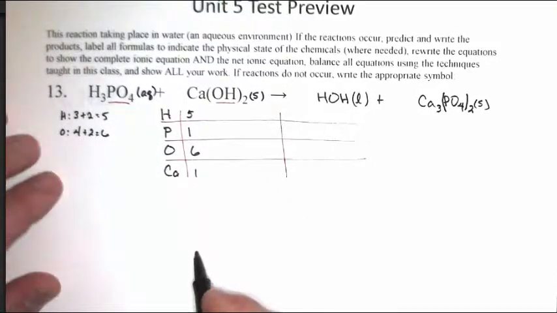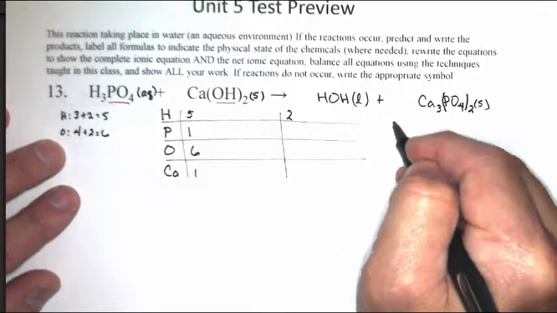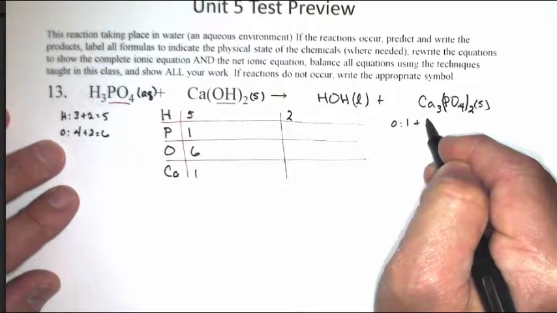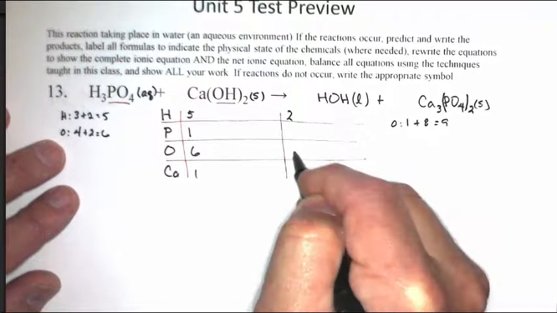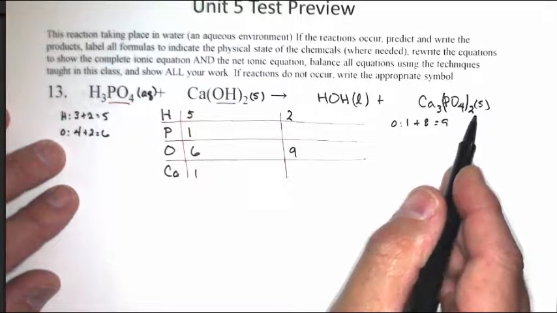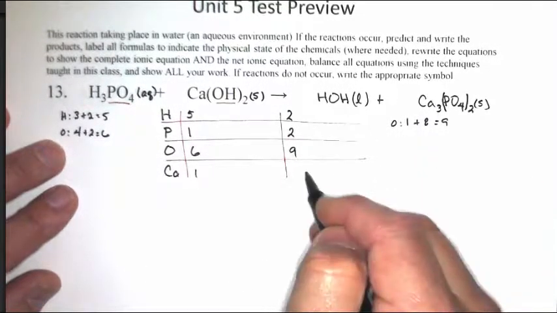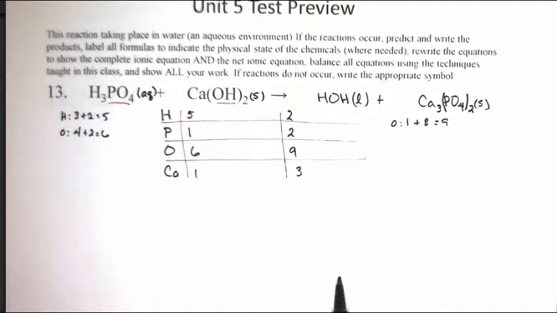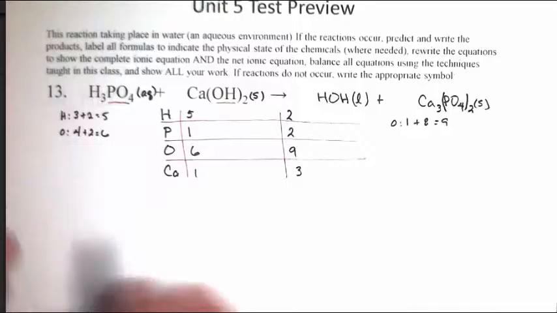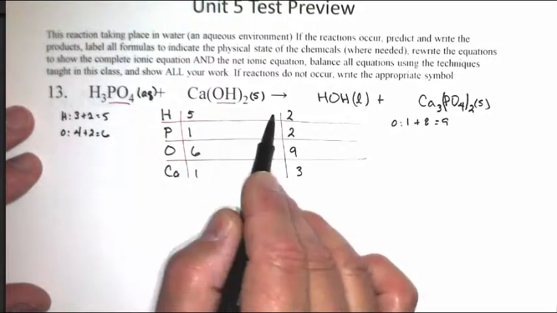On the right hand side, I've just got 2 hydrogens. I have 1 oxygen here, plus 4 times 2, that's 8. So right now I've got 9 oxygens on the right. I've got 2 phosphoruses. This 2 outside the parentheses applies to everything inside. 2 phosphoruses and 3 calciums. So when you're balancing an equation, always balance oxygen last and hydrogen next to last. So I'm not going to try to balance this or this to begin with. I'll come back to those.